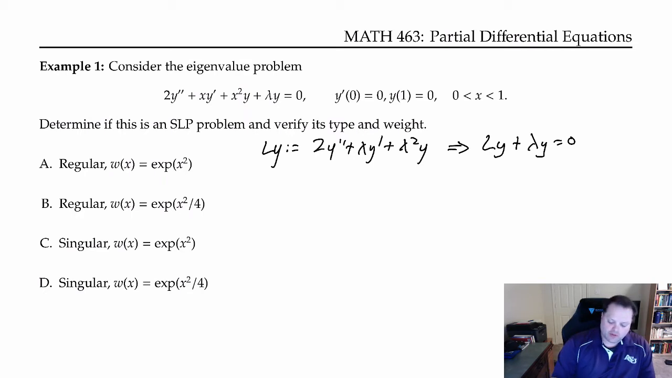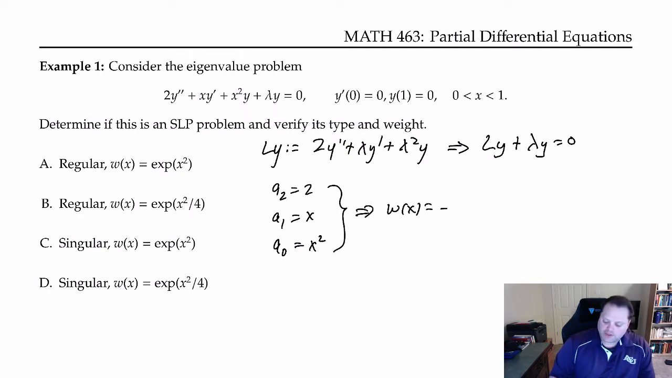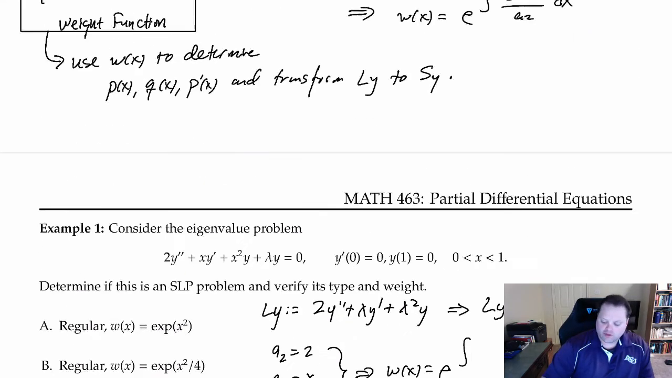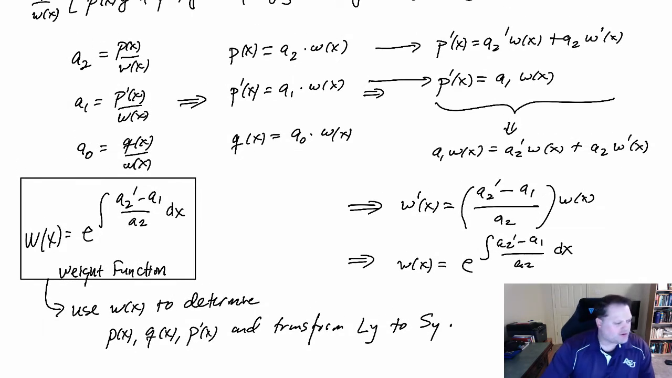So we're going to start with the listing of the important variables here. A2 is 2. A1 is x, not 1. The coefficients can be functions of x. So A1 is x, and A0 is x squared. Notice I don't need to divide by anything or get a coefficient of 0. It's literally just the coefficients. So these three things will imply then that the weight function is e to the integral of, well, remember our form that we have over here. And I think I reversed this actually. Let me double check right quick.